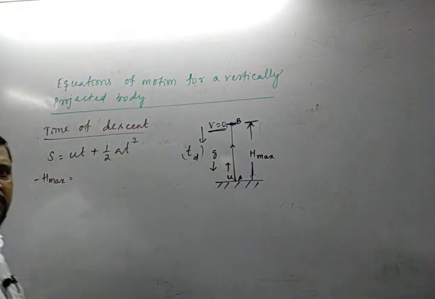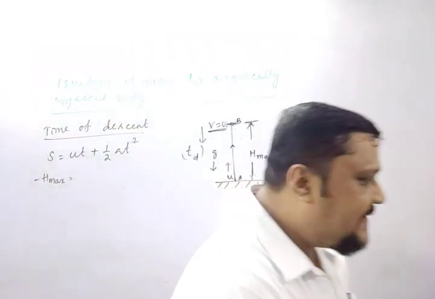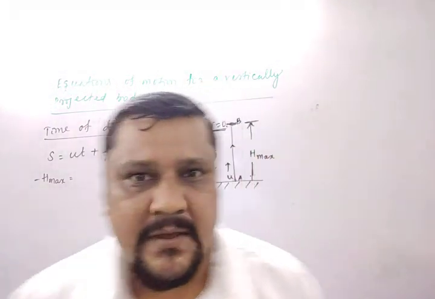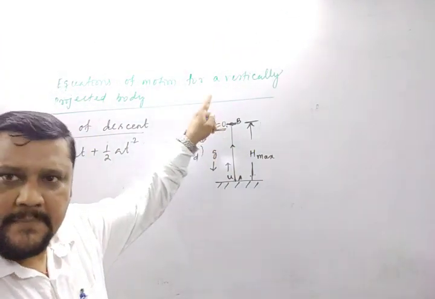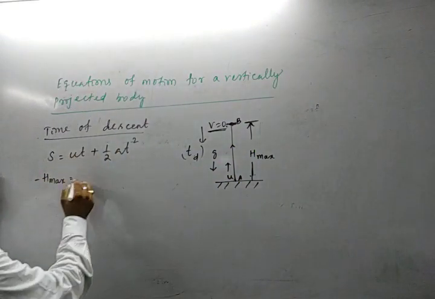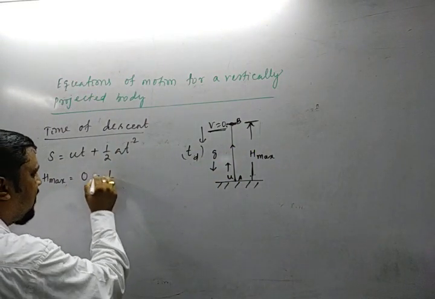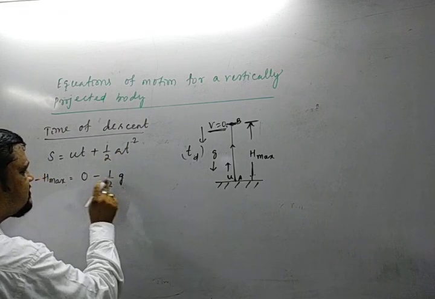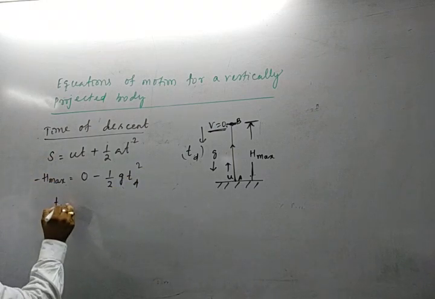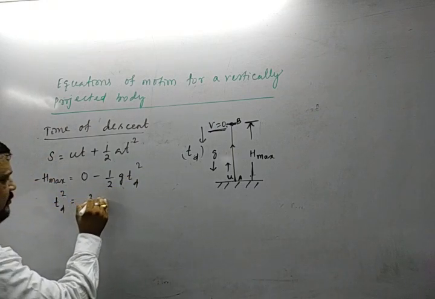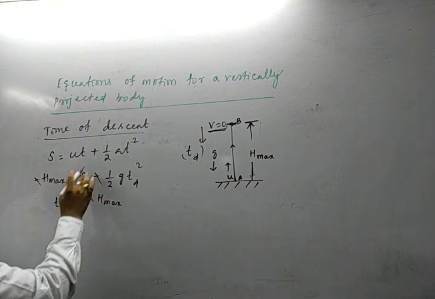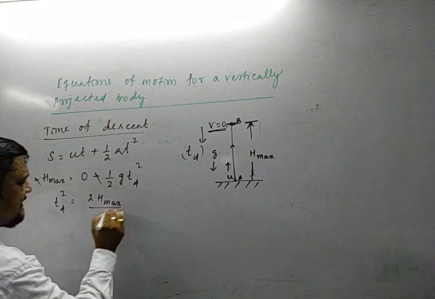Then u. When the time of descent is there, when the body is coming down, what is its u? U is 0. Here the initial velocity is 0, when the body is projected downward, coming down. So this is 0. Plus half a, where a is equal to minus g, so plus and minus g td square. So td square is equal to 2h max by g, the minus can cancel.